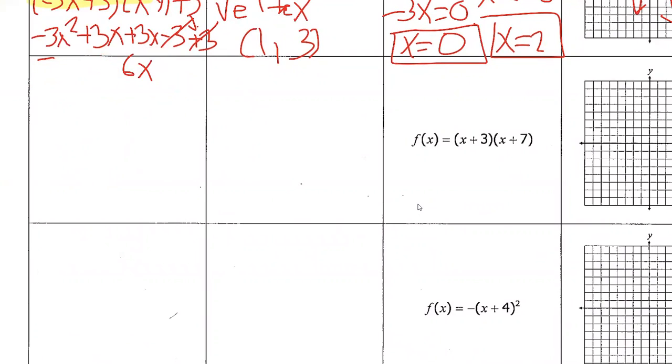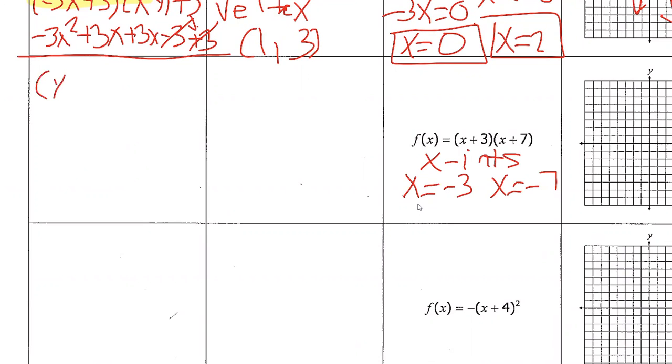I'm just going to erase this for now. I need as much space as I can get. So they give us our factored form. Our x-intercepts would be at -3 and -7, if you want to pull those out since they gave us that form. Like I said, if they don't give you standard form, that's the one you want to find first. So to find our standard form, we really just have to FOIL this out.